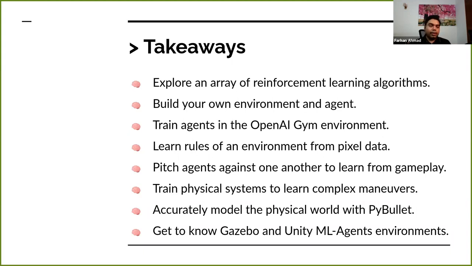We'll also see how you use reinforcement learning to train physical systems like robotic arms. That is the last project, of course. So we'll be using PyBullet, and we'll see how you can actually model physics without hard coding the kinematics. How can you model complex physics, and how can you build things like a robotic arm that can move items around? And then we'll dive a little bit into how other environments like Gazebo and Unity ML agents work.